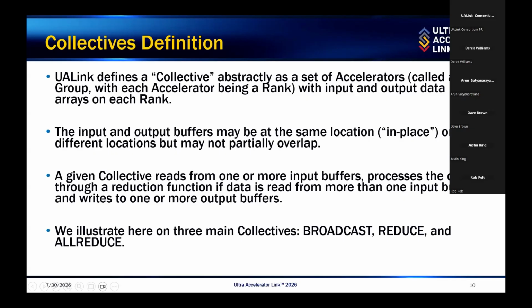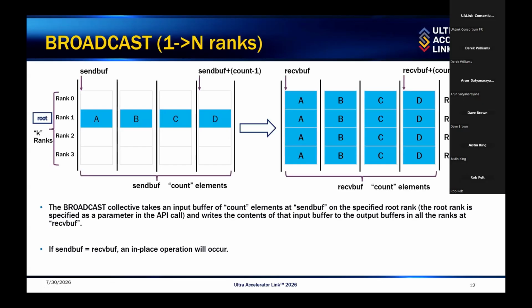We illustrate here 3 main collectives: broadcast, reduce, and all reduce. So let's look at broadcast. Here's an example of broadcast. We have 4 ranks. The root rank, the rank issuing the command, is rank 1 in this case. It has an input buffer that's going to be read of send buff count elements. That buffer is going to be replicated and written to an address receive buff on all 4 ranks. So we take this input array and replicate it to the output buffer on each rank.